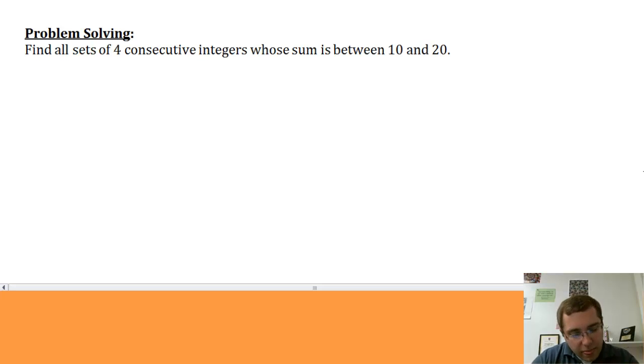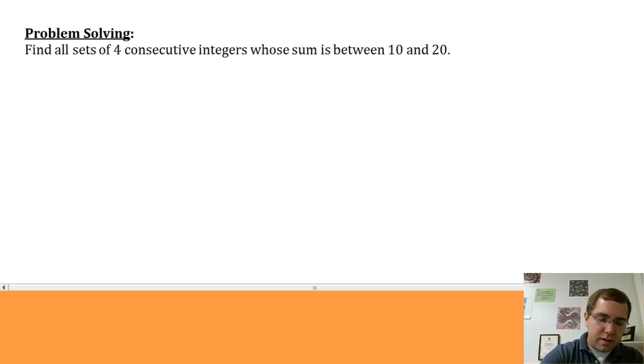Here's a word problem. Find all sets of 4 consecutive integers whose sum is between 10 and 20. Consecutive means one right after the other. Now we could figure this out with just guessing some numbers. That's boring and lame. We're going to do it properly. And we're going to do it with an inequality because we want it between two numbers.